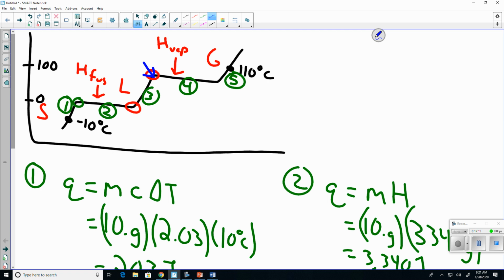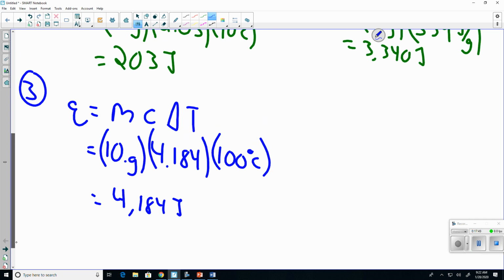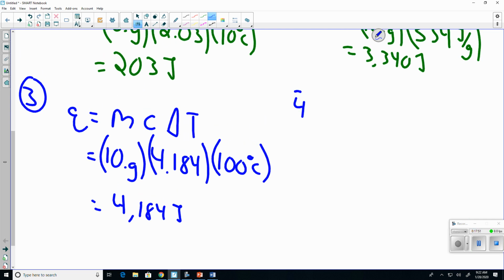We are right where I put the arrow for now. Step 4. We have liquid water at 100 degrees Celsius. We need to keep on adding heat, but that heat is now going to break the hydrogen bonds that hold it together. So it's going to stay at 100 degrees Celsius, but it's going to turn into a gas. And because there is no temperature change, we go back to m times H.